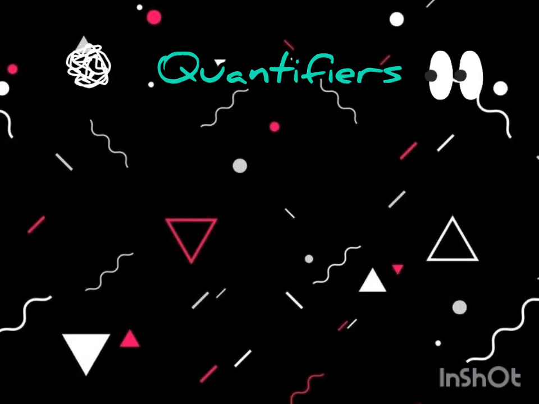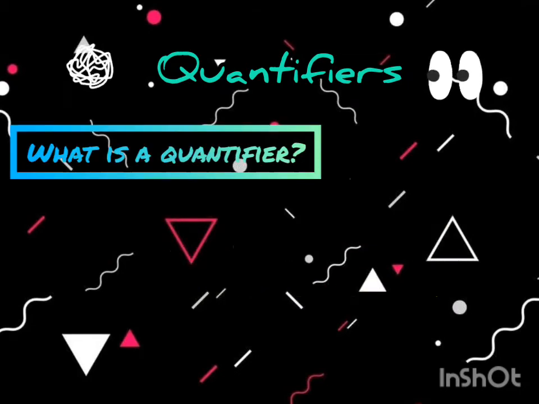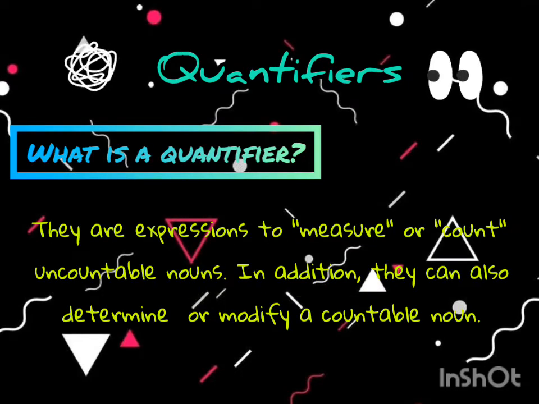Subject-verb agreement is especially relevant when it comes to quantifiers and quantity expressions. Why? Because depending on the quantifier, countable or uncountable nouns can be used, and depending on this, you have to determine the correct form of the verb. A quantifier is an expression used to count or measure, in this case, an uncountable noun, typically.